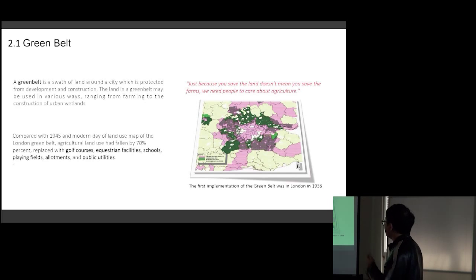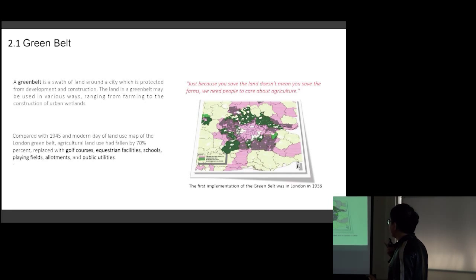First, I introduce the green belt. A green belt is a swathe of land around the city to protect natural resources and slow down urban sprawl. This was the first green belt, built in London in 1938. Compared to 1945, the agricultural land use had fallen by 70%, replaced with golf courses, schools, or open space. The reason is that people don't care about the farmland surrounding their house.